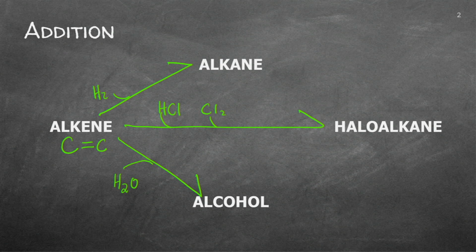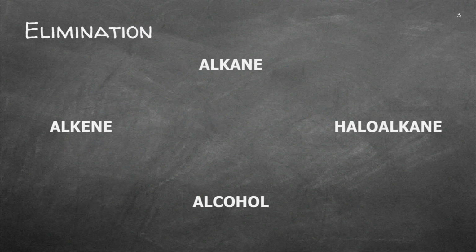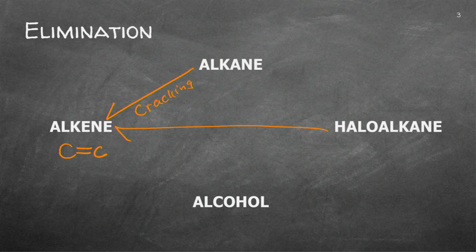In the elimination reactions, we went completely in the opposite way. So we went from there to there. We actually did the cracking reactions there. And from the halogen, we went back to the alkene. So we took away the halogen with the hydrogen. And from here to there, we took away the water and we named it dehydration.